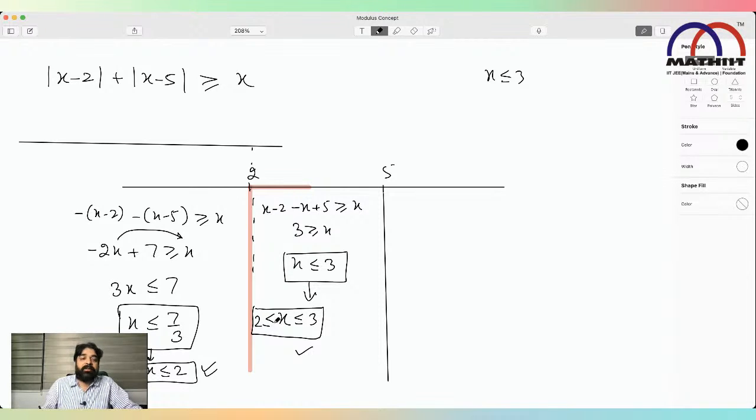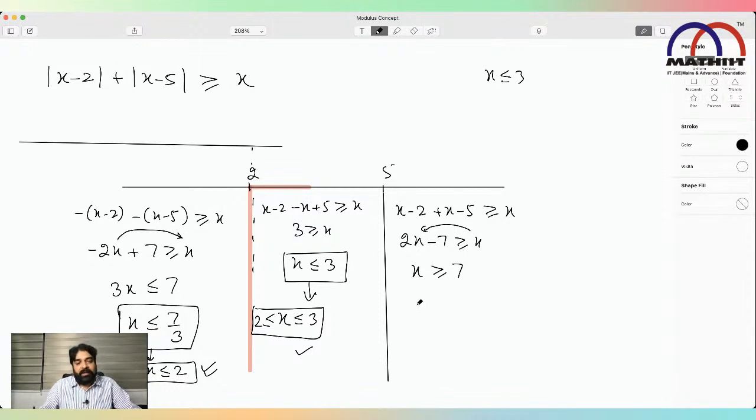Now next, in this area, what will happen? This particular area, after 5. After 5, this is also positive, this is also positive. We'll say x minus 2 plus x minus 5 greater than or equal to x. So 2x minus 7 greater than or equal to x. This x will come here and 7 will go there. So x greater than or equal to 7.